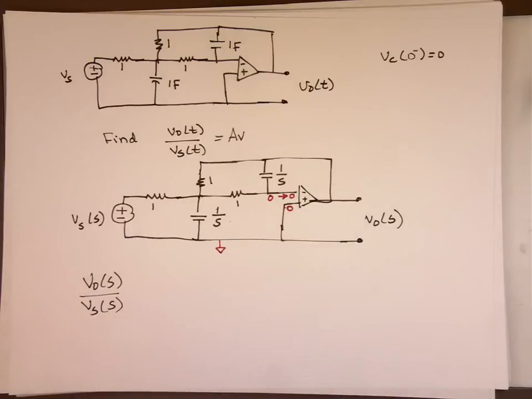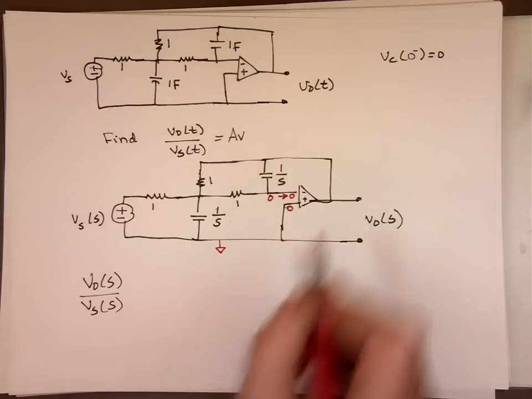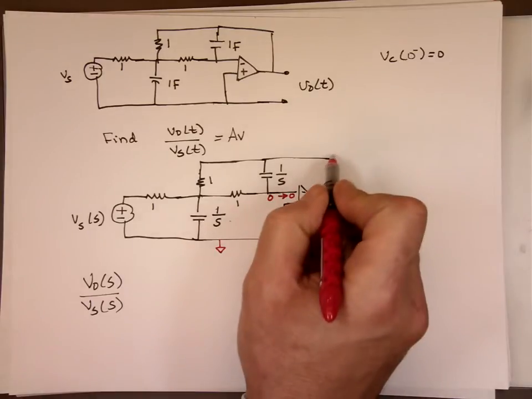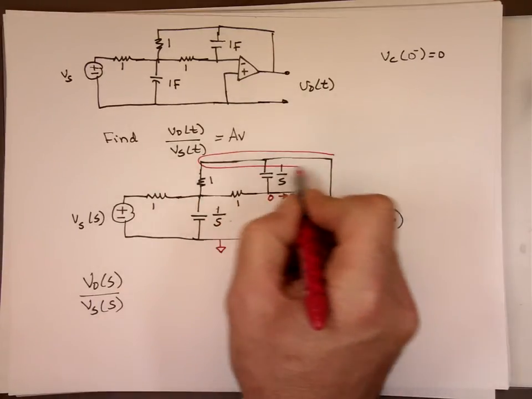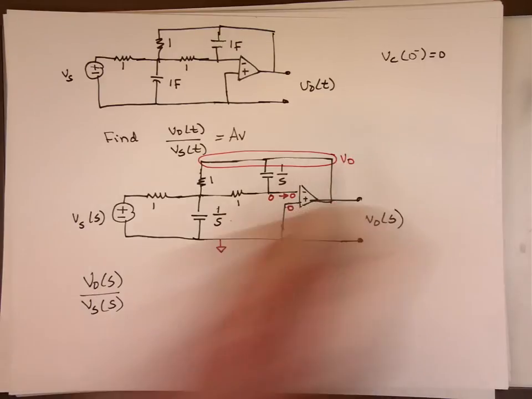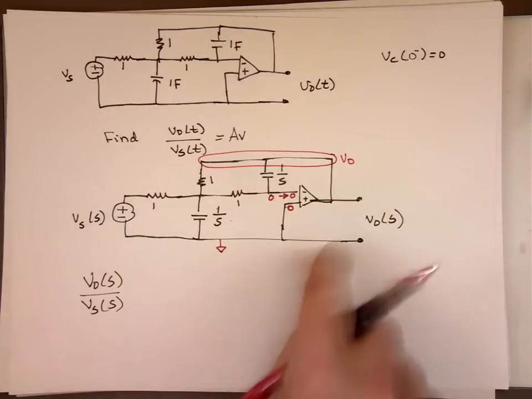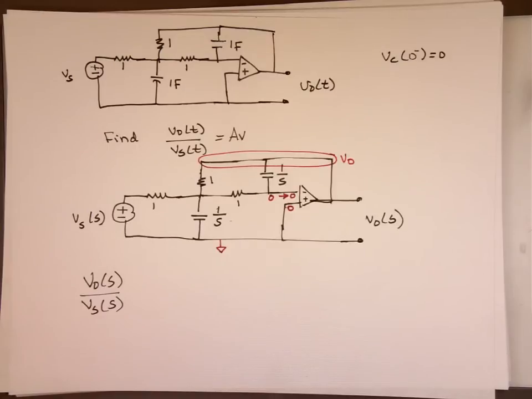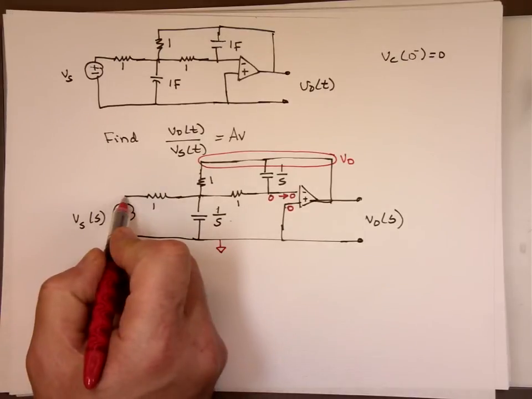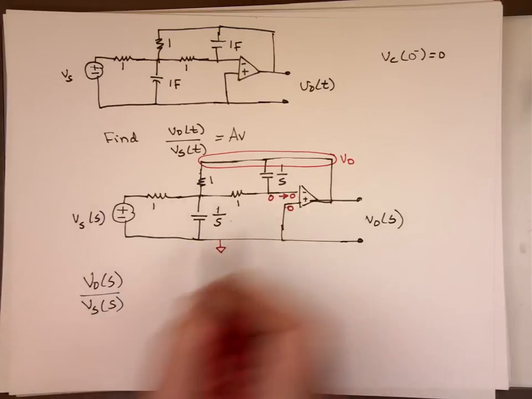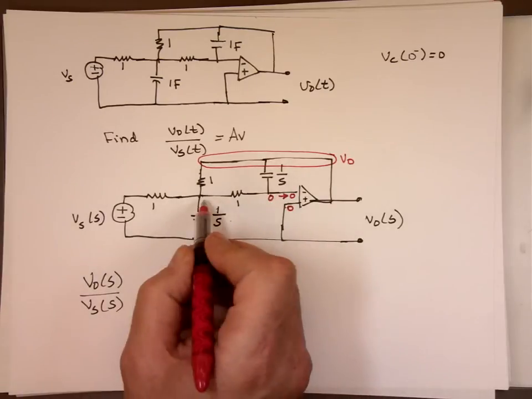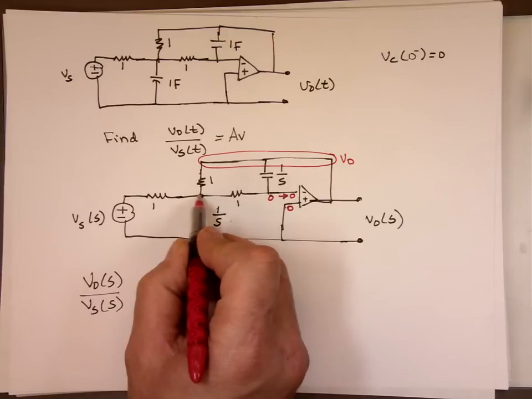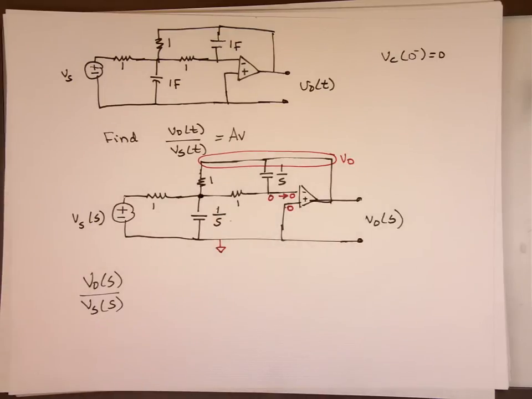So if I stick with that assumption, this is V out. That means this whole node up on the top is what? That's also V out. It's only a wire connecting them. This is Vs here. This is 0. I don't know what that is. Let's call that Vx, because we don't know what that is.